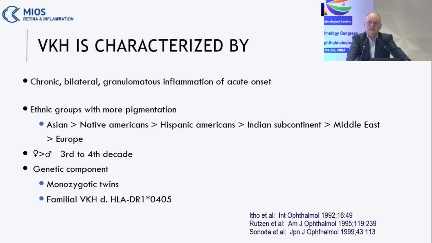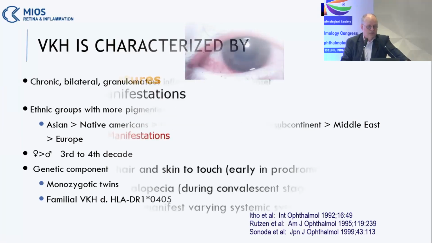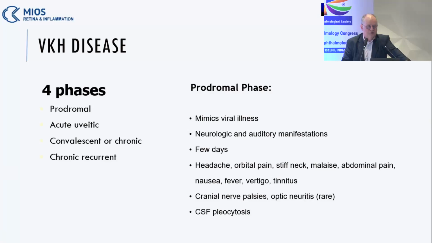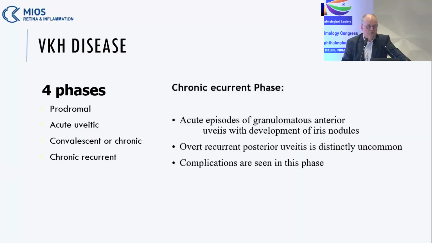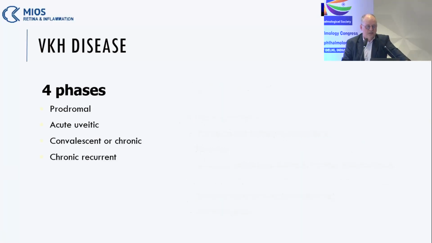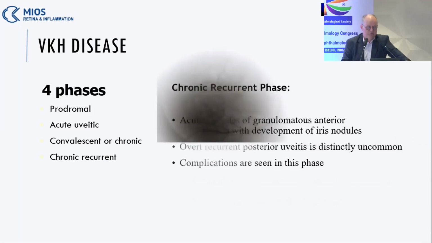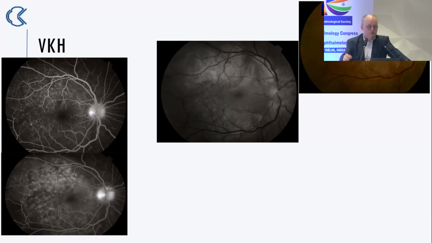Granulomatous, it tends to affect Asians much more than we would find them in Europe, very much present in North America also, third or fourth decade, and it has both extraocular and intraocular manifestations, and a prodromal, acute, as well as a chronic phase. And in the chronic phase, what we see is involvement more of the anterior segment, although we can see recurrences in the posterior pole. And here I think doing angiography is useful initially.